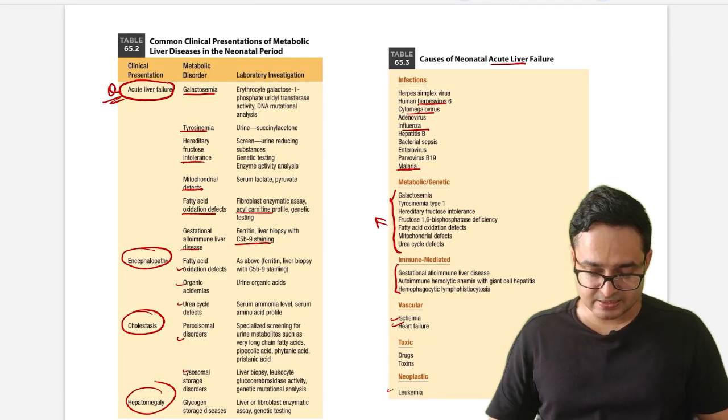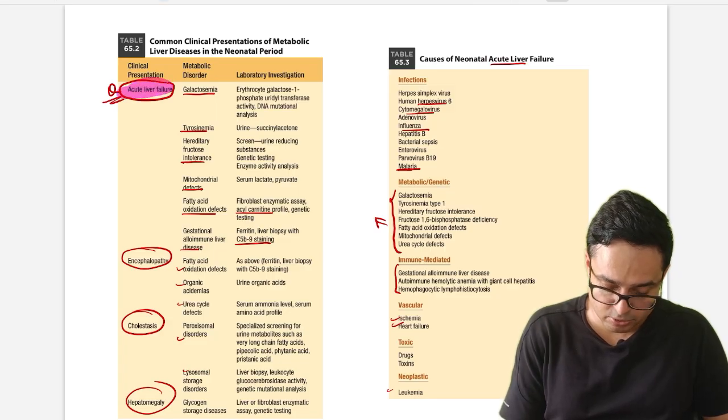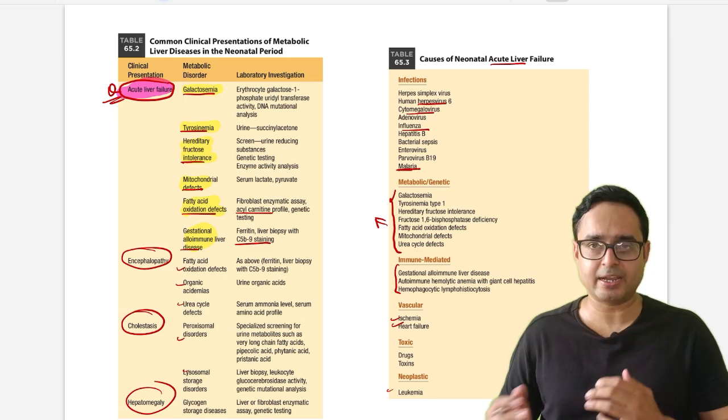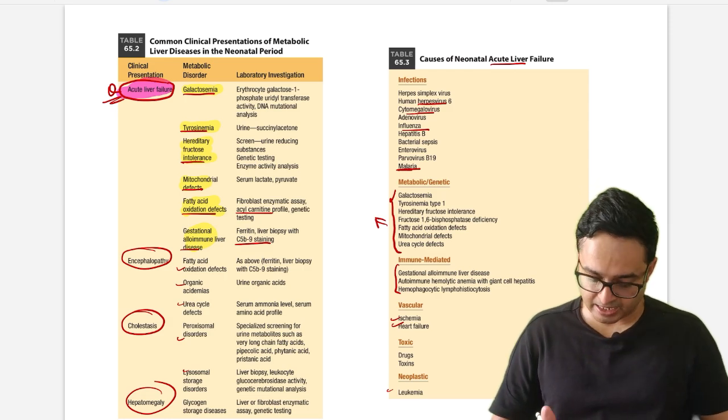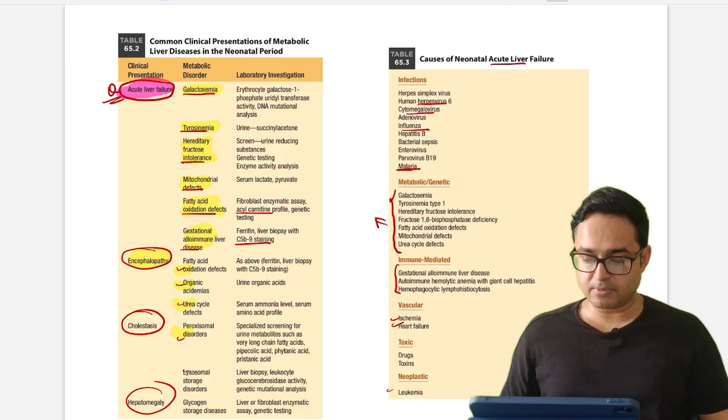Okay, this table is important. What are the causes of acute liver failure in children? In neonates, very much important, the causes are galactosemia, tyrosinemia, hereditary fructose intolerance, mitochondrial disease, fatty acid oxidation defect, and GALD. So they can ask anything about which condition can lead to acute liver failure in neonates. Encephalopathy is seen in fatty acid oxidation defects, organic acidemia, urea cycle disorders, and paroxysmal disorders. So you have to remember all.